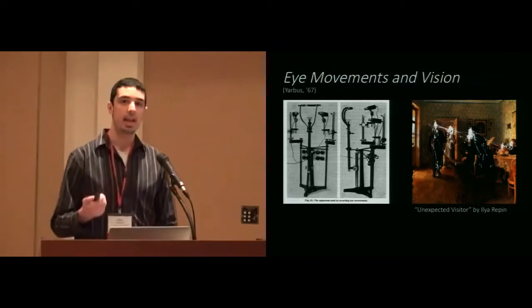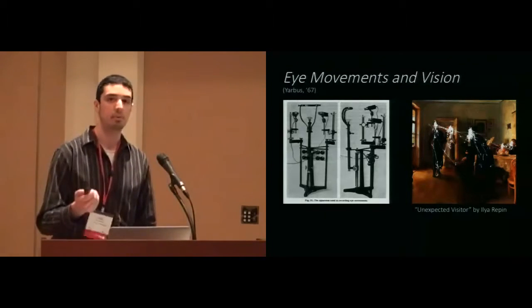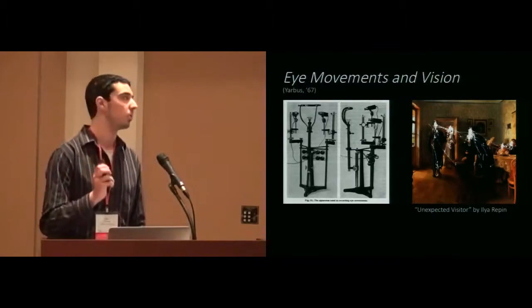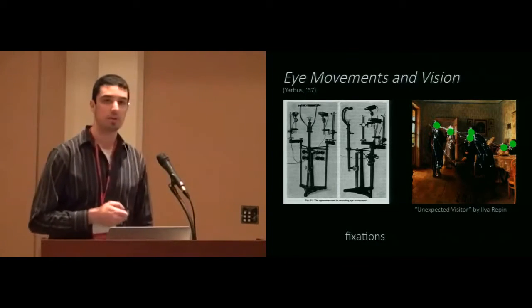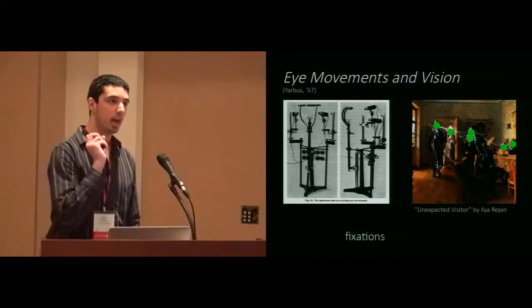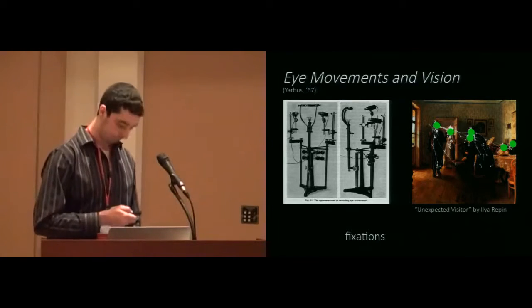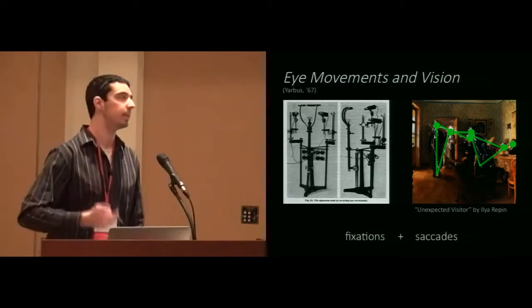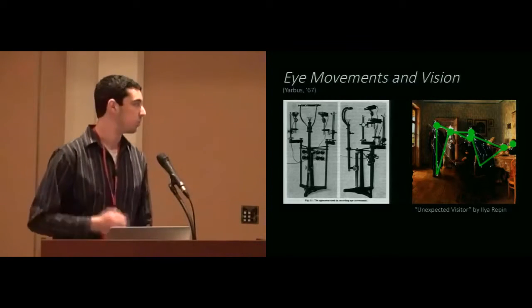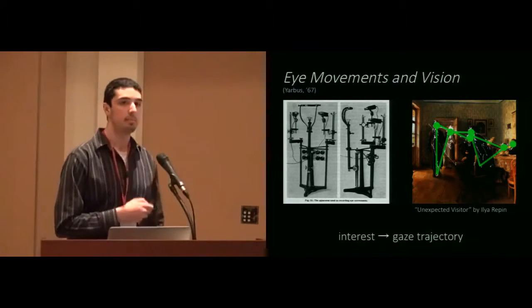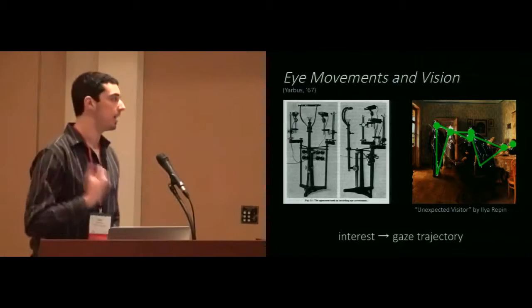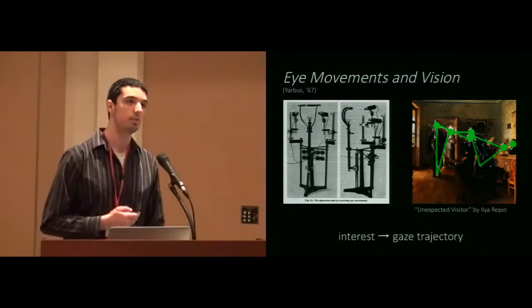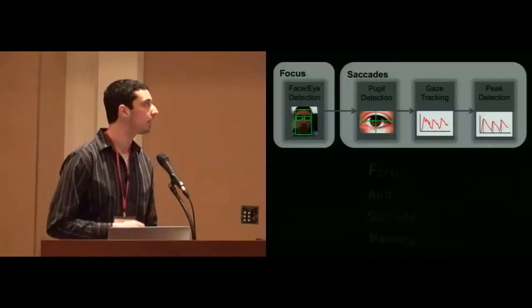When looking at the gaze pattern across the painting, he noticed that there were two different sorts of interactions. The first are these fixations, where the eye pauses and focuses on a particular point. And the second are saccades, or big gaze jumps between these different fixations. In short, what he realized was that interest manifested itself in the gaze trajectory. And this is what we use in the context of reading.